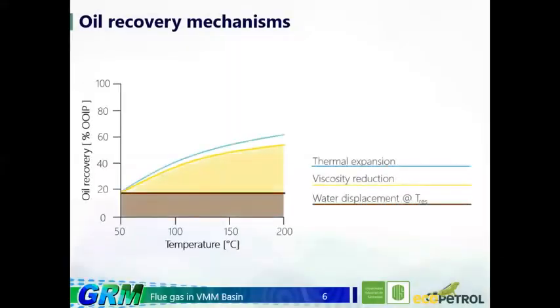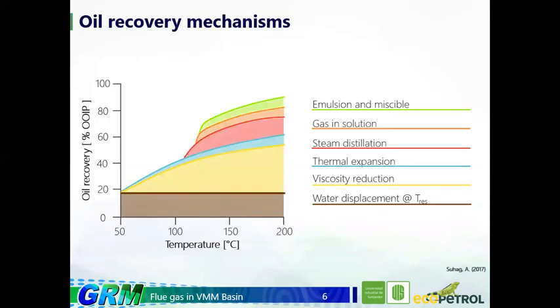So in these processes, there are oil recovery mechanisms, as we can see, and they are associated with temperature. For example, at temperatures around 200 degrees Celsius, they are associated with steam injection processes. The biggest contribution is made by viscosity reduction. So in this process, viscosity reduction is the principal factor that affects oil recovery from the original oil in place.